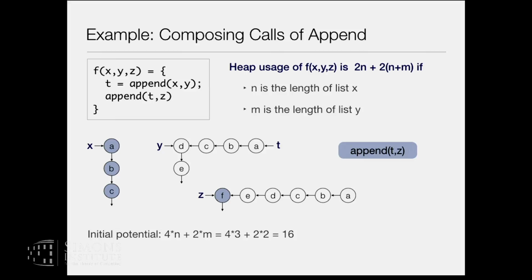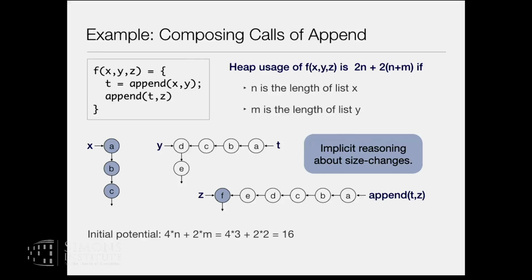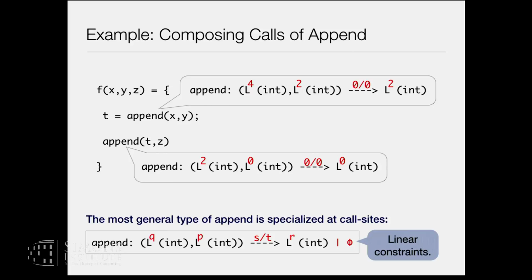Okay, so what's interesting is that when you do this analysis, you never have to think about the sizes of the data structure. That's all implicit in the analysis, and that's why it's easy to automate.